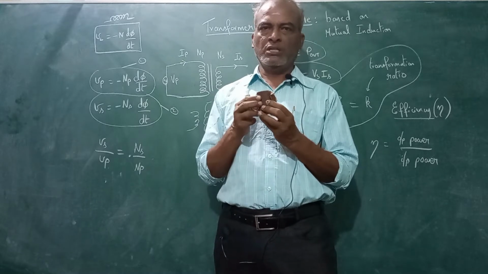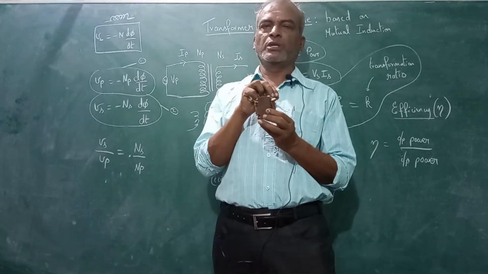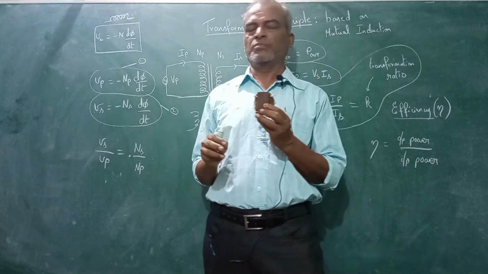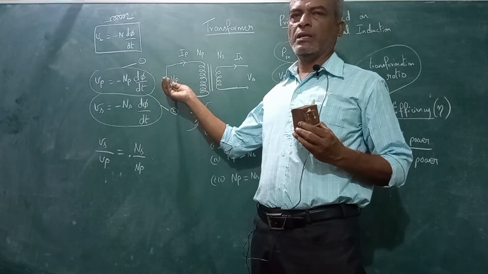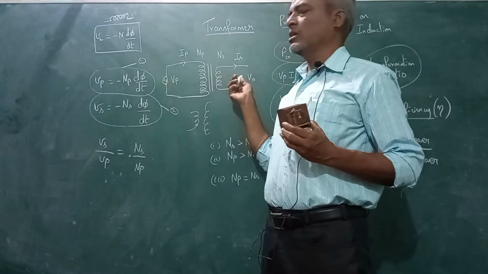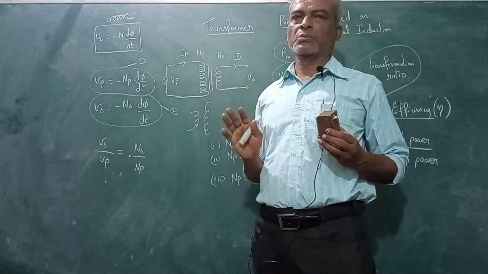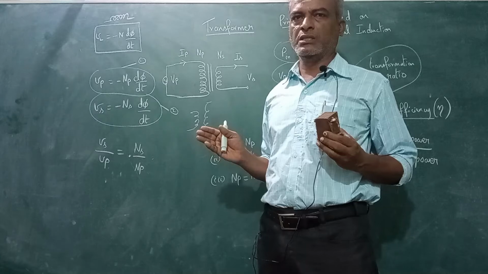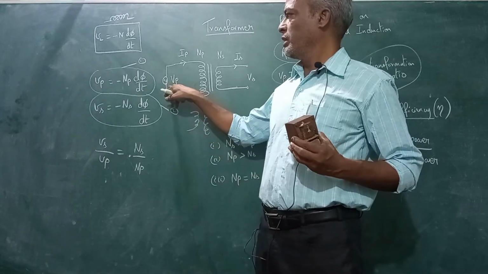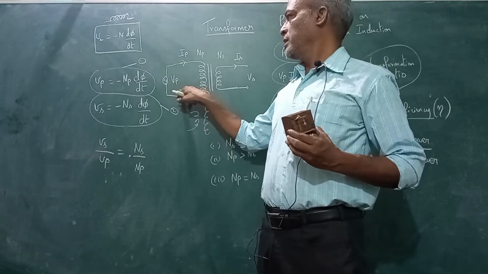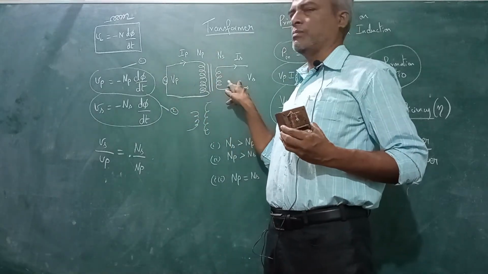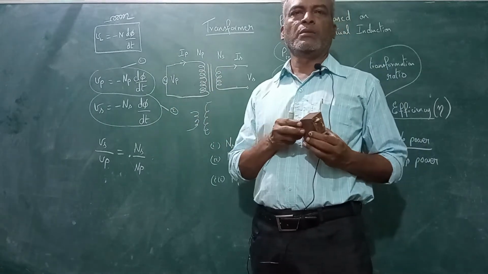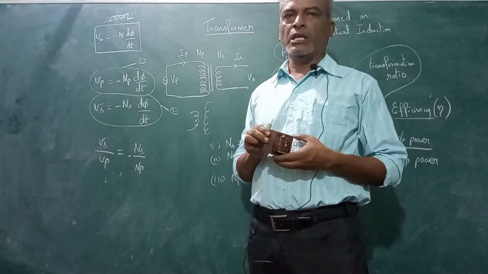And one more thing about the transformer is the input frequency and the output frequency remain the same. Suppose you give a 230 volts 50 hertz AC supply, the secondary is also 50 hertz, that means it cannot alter the frequency. 50 hertz means 50 hertz. Suppose it is 110 volts 60 hertz, then you can step up or step down this 110 volts, but the 60 hertz remains the same. Input and output frequency remain the same for the transformer.